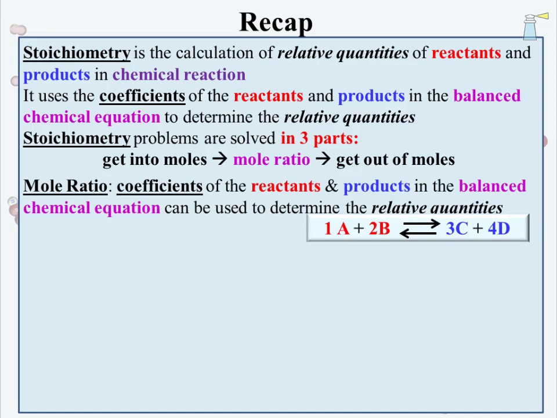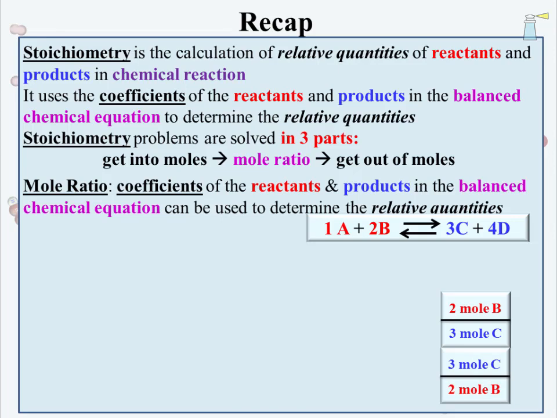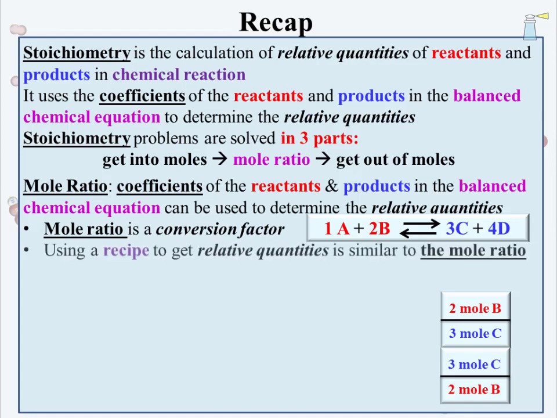It is a fraction or ratio of the appropriate coefficients of reactants and/or products from a balanced chemical equation. For instance, using the stand-in equation, 2 moles of B over 3 moles of C is the mole ratio, as is 3 moles of C over 2 moles of B. The mole ratio is a conversion factor that can be used to determine relative quantities of other compounds in a chemical reaction. In this lecture, we used ingredients of a recipe to show how they can be used to make conversions similar to those of the mole ratio.